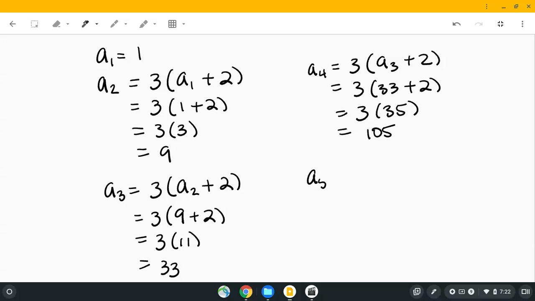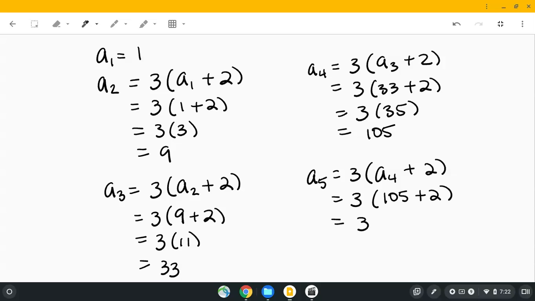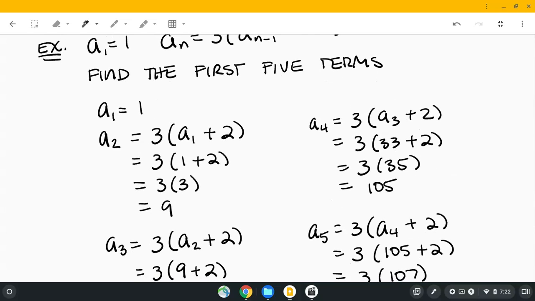Okay. And then A5 will be 3 times A4, the one before it, plus 2. So this is going to be 3 times 105 plus 2. 3 times 107, and we get 321. Okay, so the first 5 terms are going to be 1, 9, 33, 105, and 321. Okay.